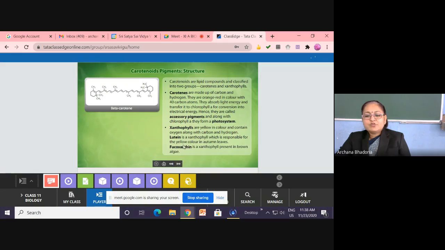Okay, so the common xanthophylls, they have given the examples, that is lutein and fucoxanthin. Fucoxanthin is present in the algae, but lutein you find present in the autumn leaves. So when the leaf fall starts, before that you find the xanthophyll lutein synthesis takes place in the leaves.